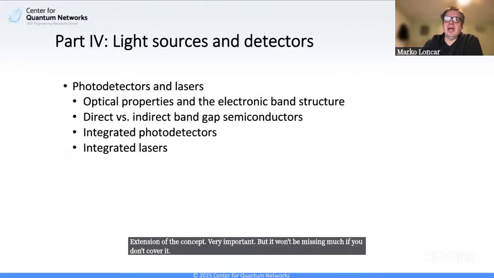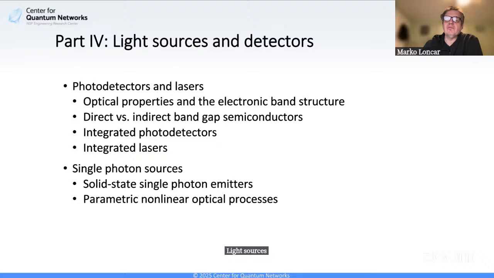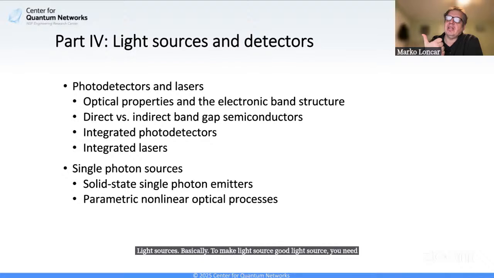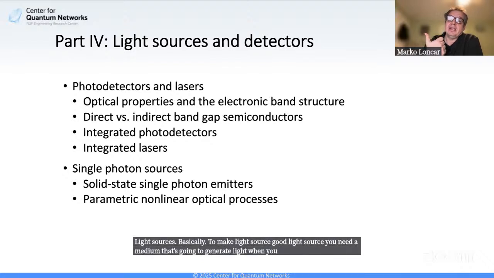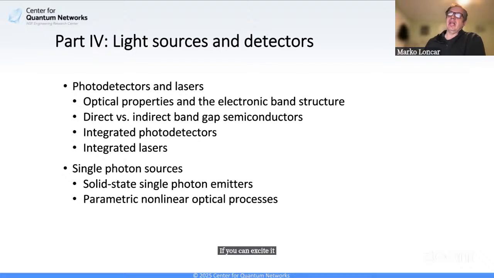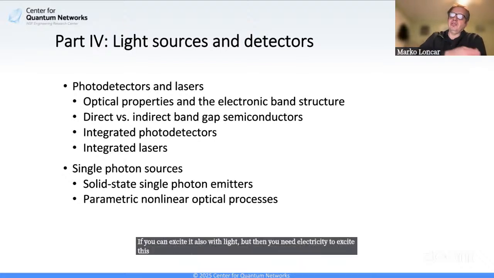Light sources. Basically, to make a good light source, you need a medium that's going to generate light when you excite it. And ideally, you would like to have a light source that is excitable by electricity. You can also excite it with light, but then you need electricity to excite that other source. So eventually you need a light source that can be excited with electricity. And once you have these light sources, you can put the material in an optical resonator, and that's going to give you a laser or single photon source.